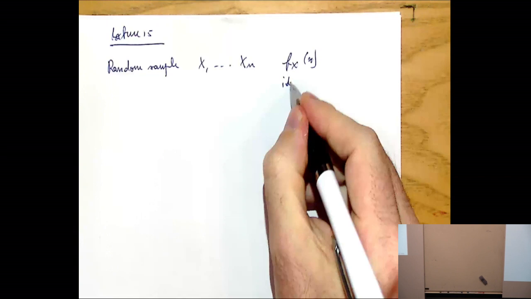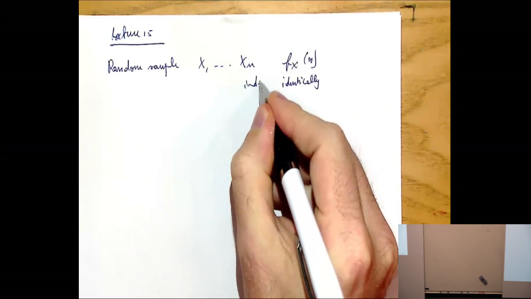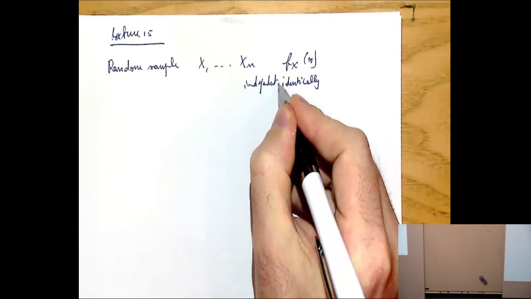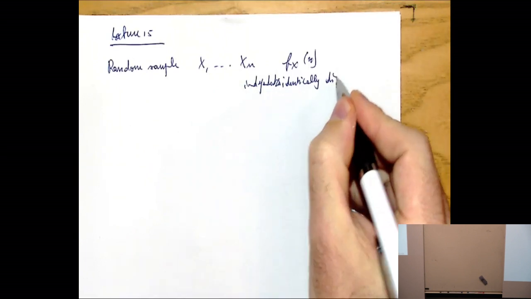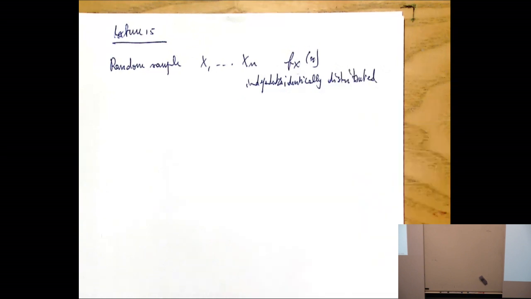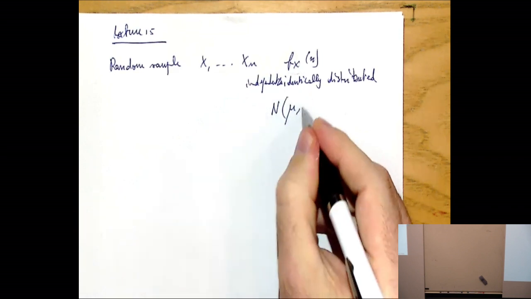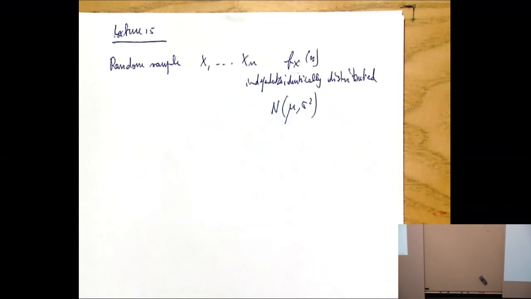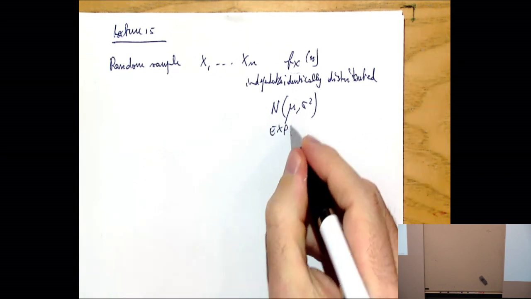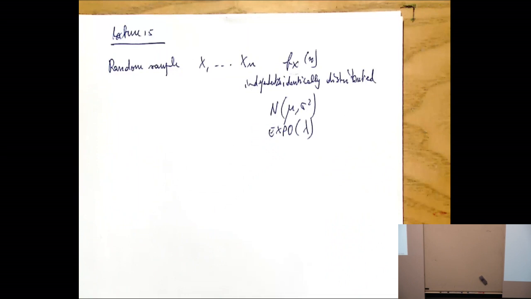They're actually independent and identically distributed, right? So each of them has a certain distribution f of x. For instance, they can all be normally distributed with a certain mean and certain variance. They can all be exponentially distributed with a certain parameter lambda, right?